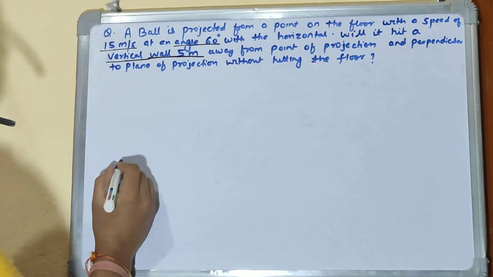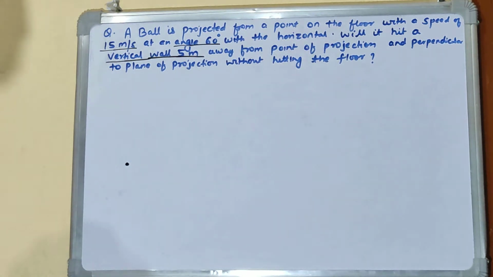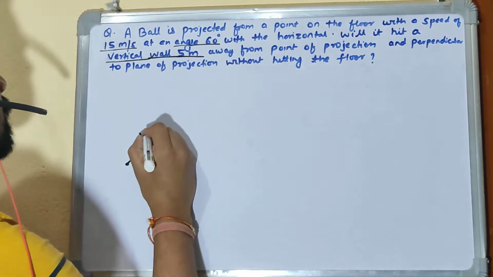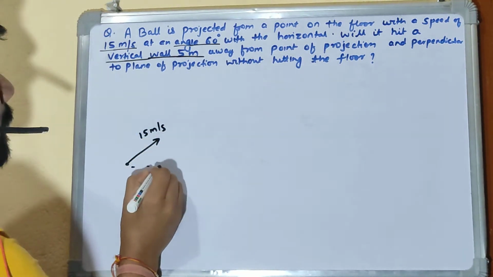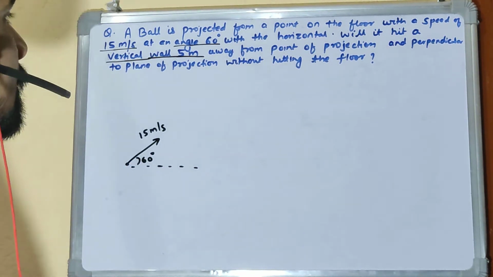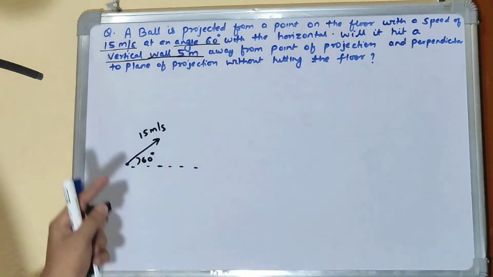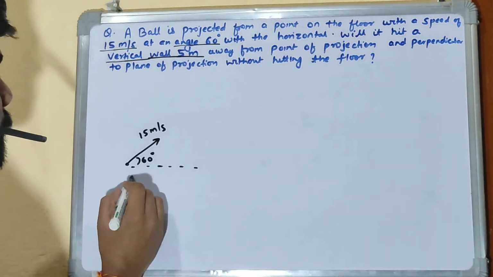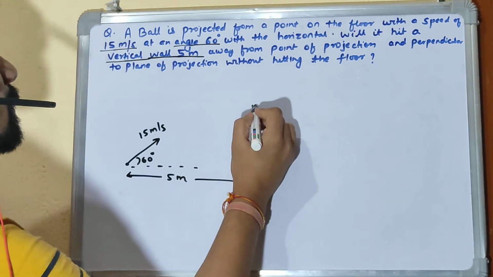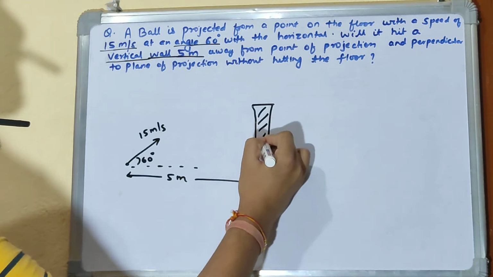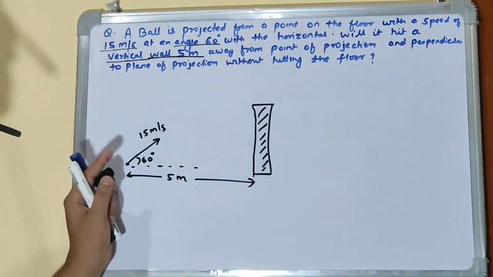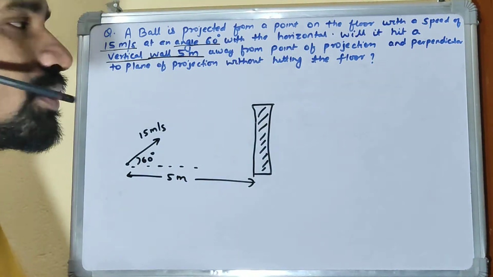So let's say this is my point of projection, and I'm projecting this projectile at a speed of 15 meter per second and angle 60 degree with respect to horizontal. The problem states that I have a vertical wall which is 5 meter away from this point. Let's say this is 5 meter, and there I have some vertical wall. So the problem is asking whether this projectile will hit this wall or not.